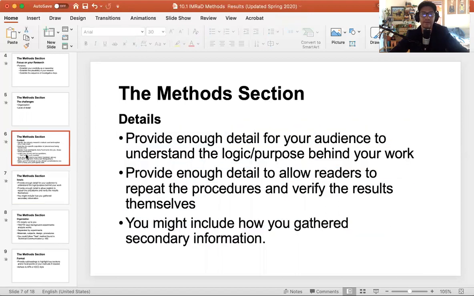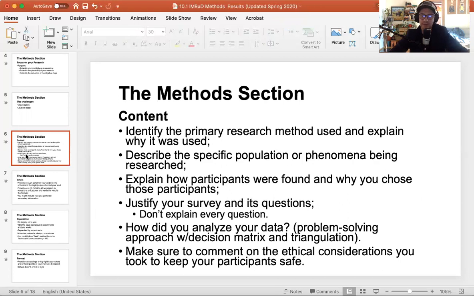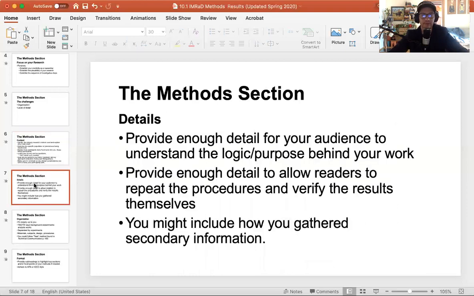And it does depend, obviously, on what methods you're using. If you're using certain software, you might want to mention that. If you're using certain websites like SurveyMonkey or Google Forms, if you're using certain tools like a microscope, obviously for our class, we probably won't do that. But that could be a thing that you would include there as well.